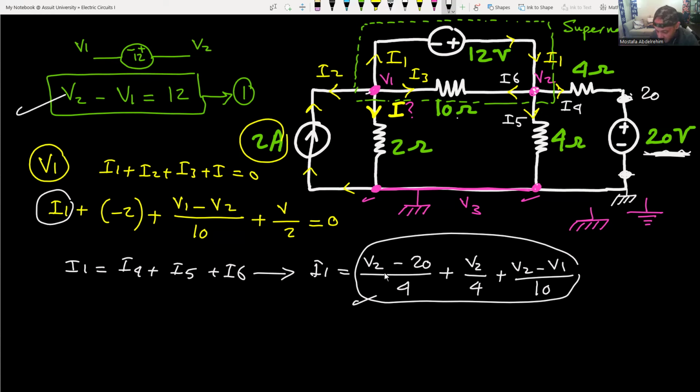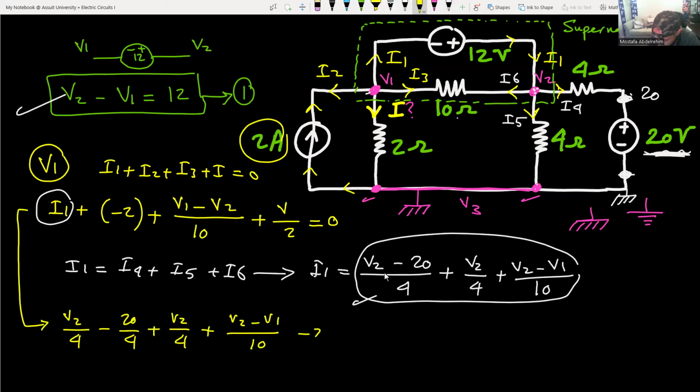So let's now rewrite the first equation by replacing I1 by its value. So I1 is V2. I'm just going to simplify it. So V2 over 4 minus 20 over 4 plus V2 over 4. I'm going to keep this like that, V2 minus V1 over 10.